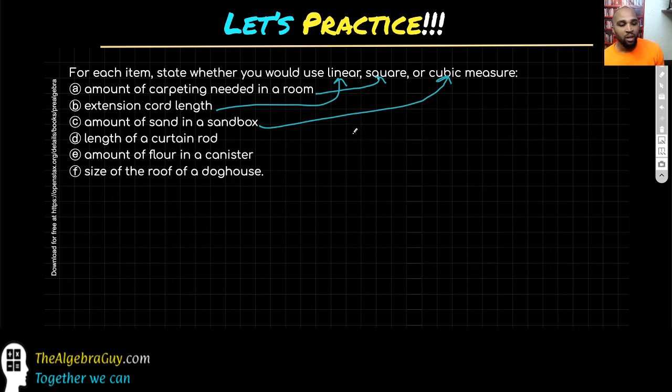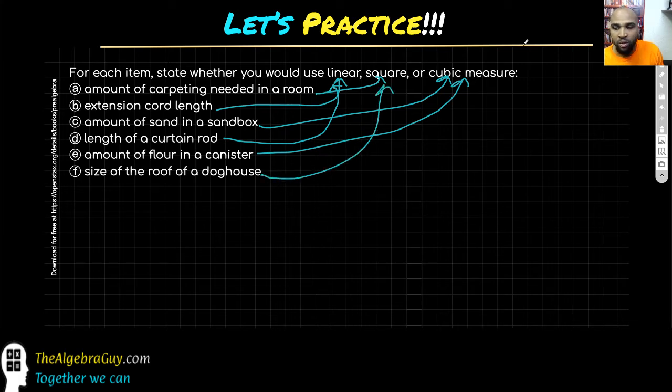flat. Length of a curtain rod, that's linear. Amount of flour in a container, so we know that's going to be cubes because we're filling up something, and the size of the roof of a doghouse. So we're just talking about a roof is going to be pretty flat, two-dimensional. So we're looking at squares.